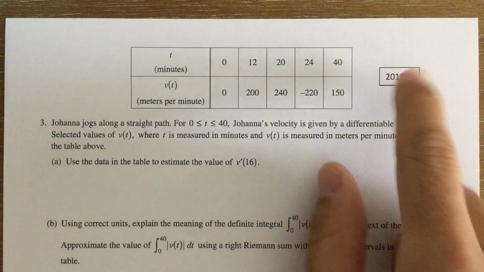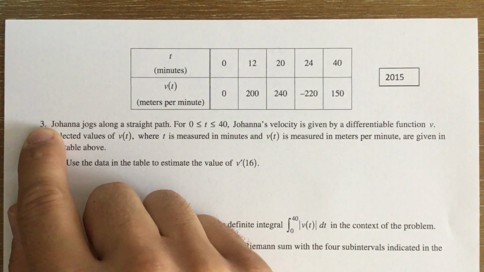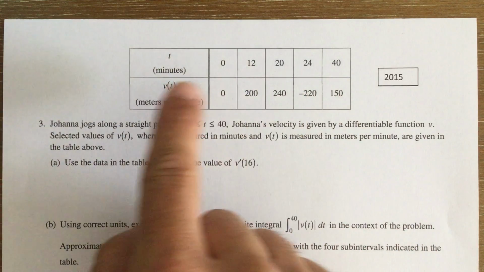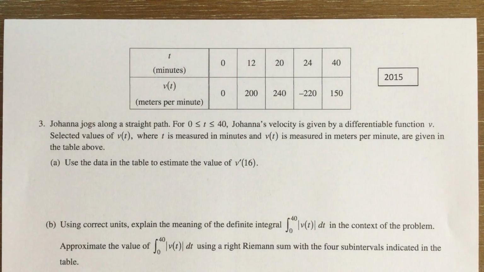So this is a problem from the 2015 test. It's problem number 3, so no calculator. And it is a table problem, because the first thing we're seeing here is a table at the top.